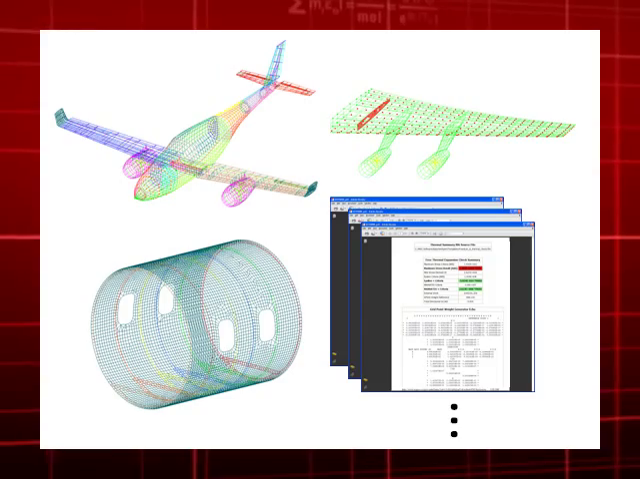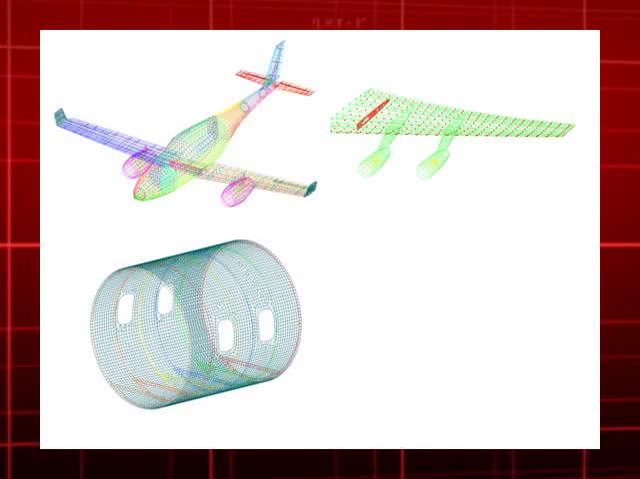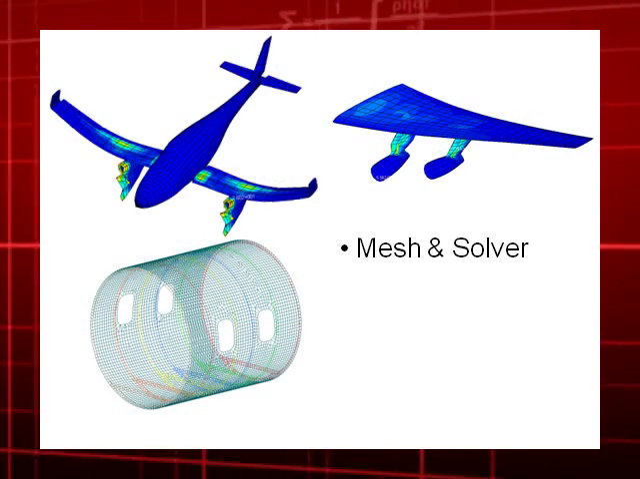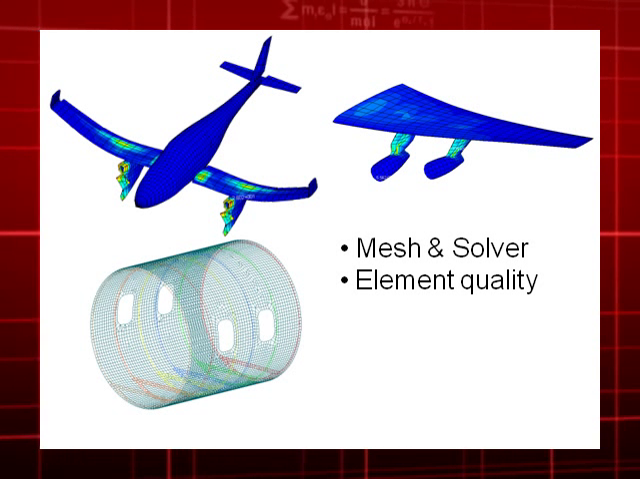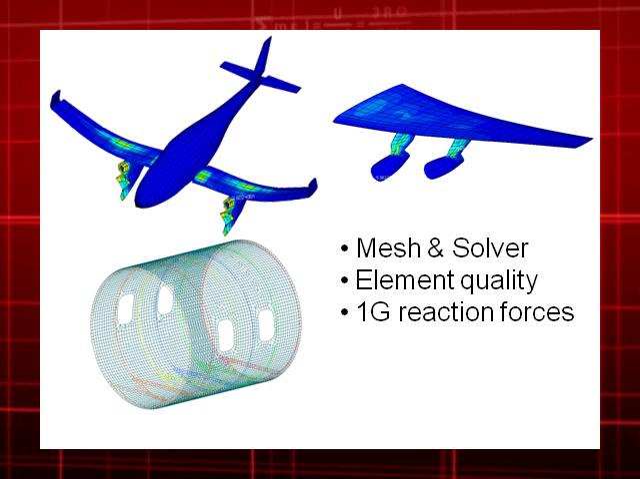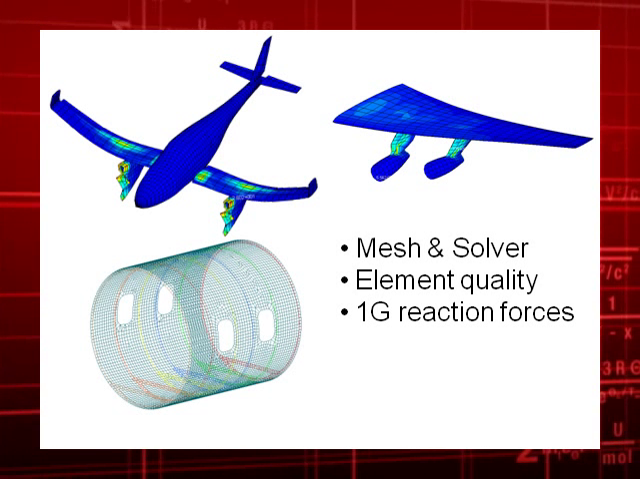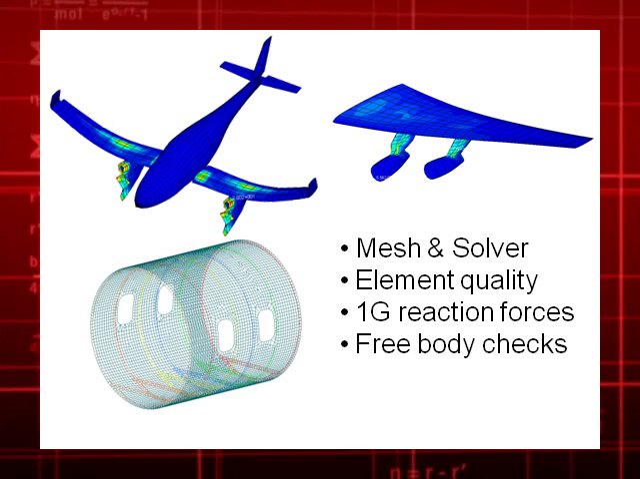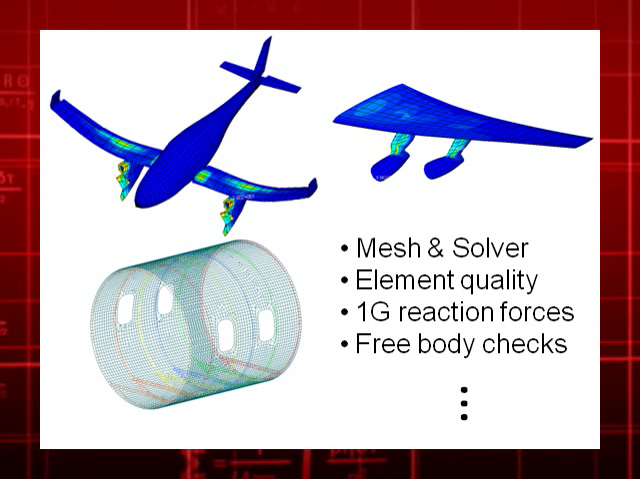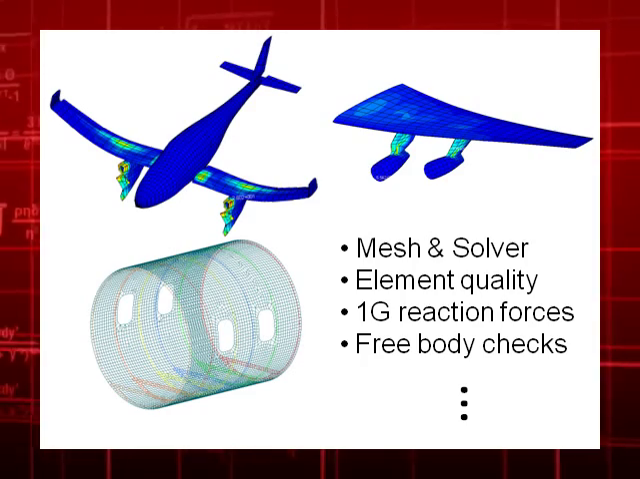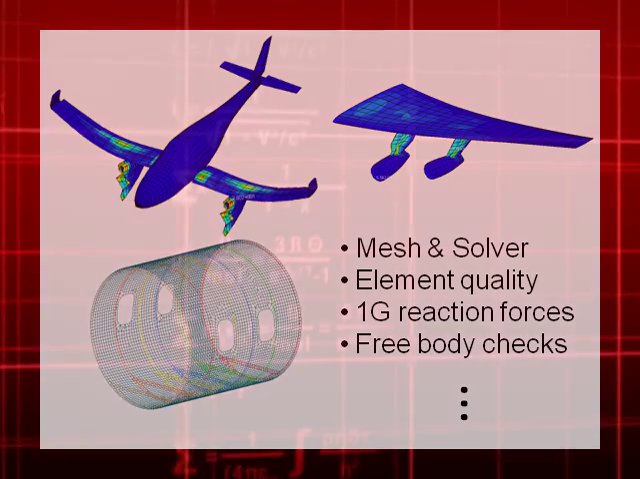The standard model verification techniques include checks performed on the mesh quality and at the solver level, element quality checking, validation of properly connecting meshes, ensuring that the reaction force under 1G equals the total mass of the structure, and the free body checks. These are all verifications that the simulation engineers should do on a regular basis before producing the final simulation report on any given structure.